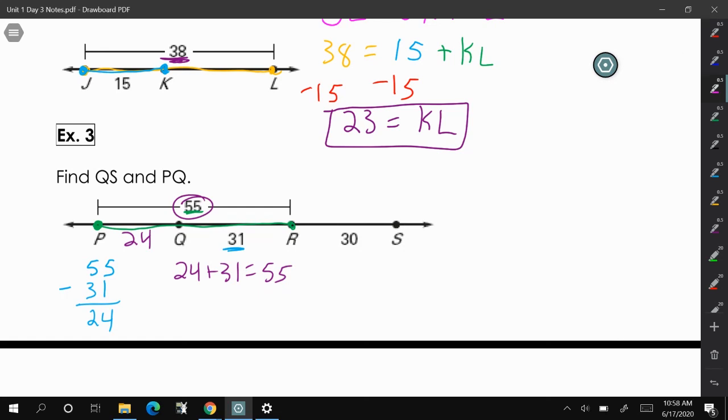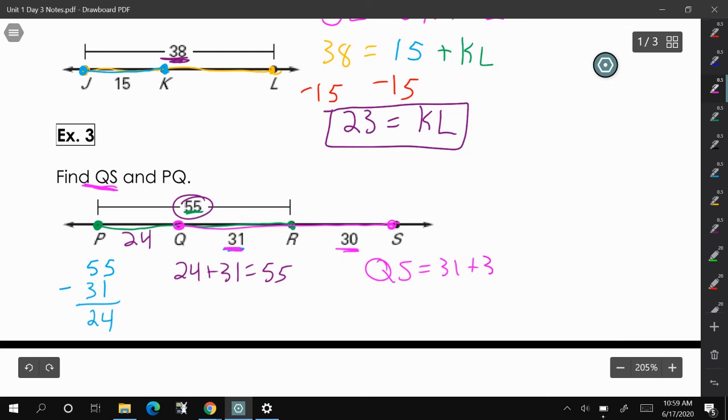Now, the second part of the problem says, what is the length of QS? So from Q to S. Well, part of it's 31, the other part of it is 30. So QS is going to be 31 plus 30, or 61. There are no units in this problem, so we can leave our answer like that. And then we had PQ, that was 24 from our work back here.